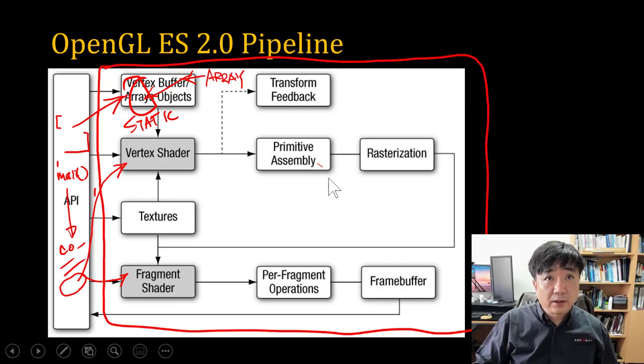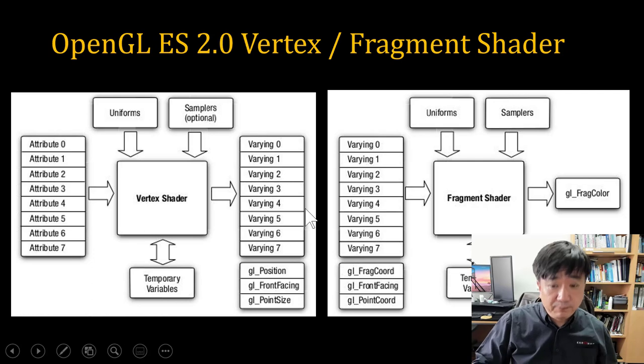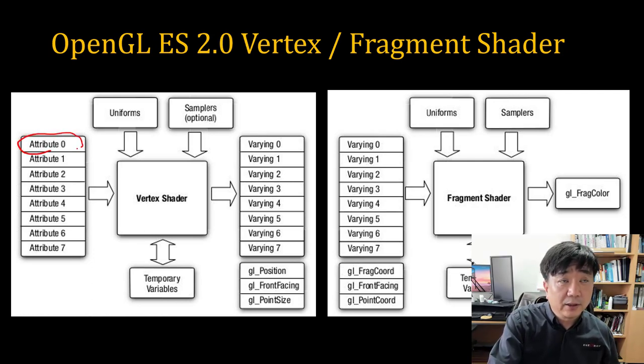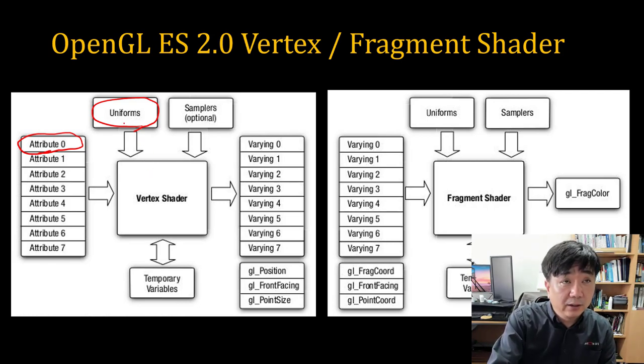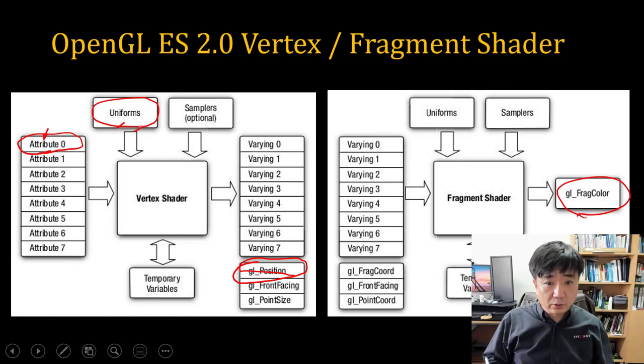The vertex shader and fragment shader have some kind of input. For attribute, there is a definition of what the attribute is. For uniform, there is a uniform parameter, the transformation matrix. The attribute was my vertex. There is no output except gl_Position in the vertex shader. In the fragment shader, the gl_FragColor definition is only in the fragment shader. Let's go back to the source code of the shader.